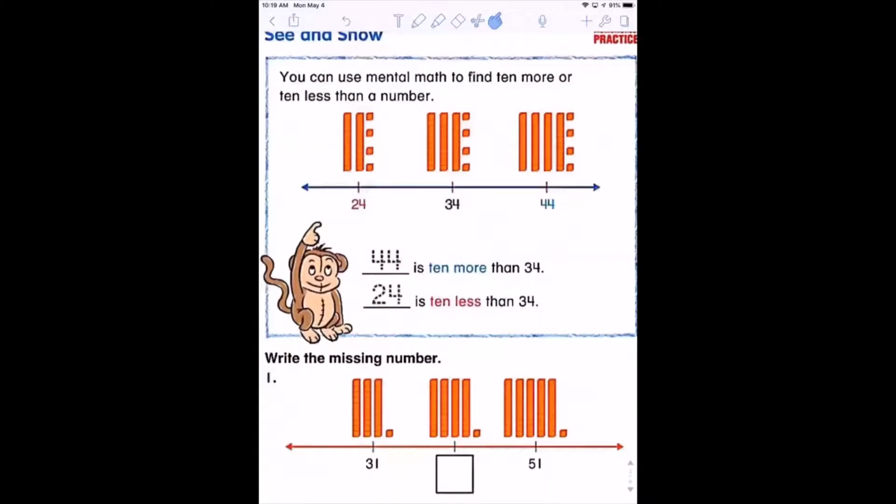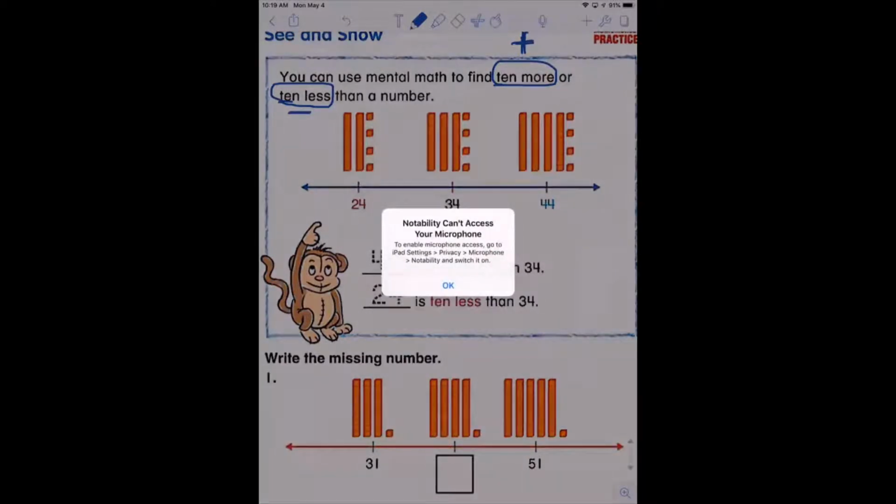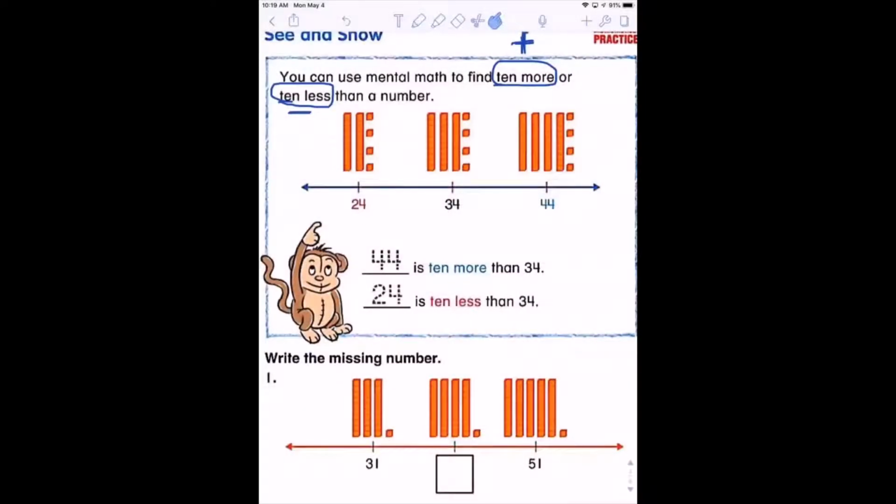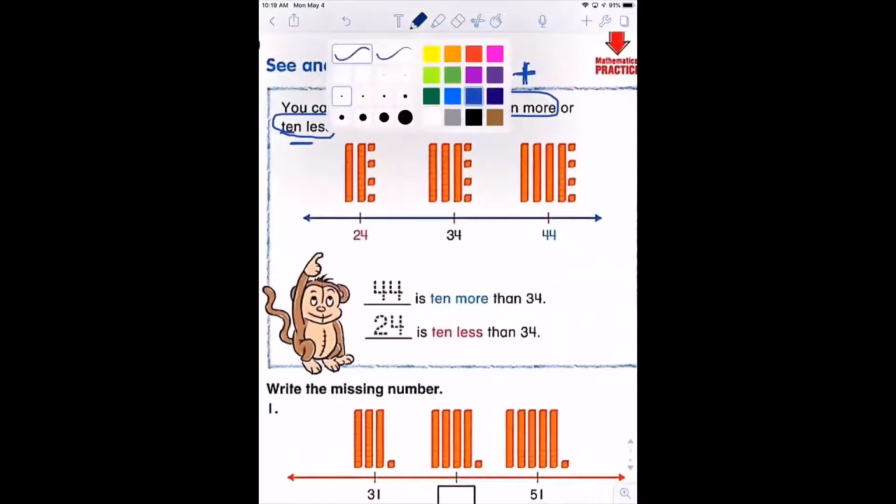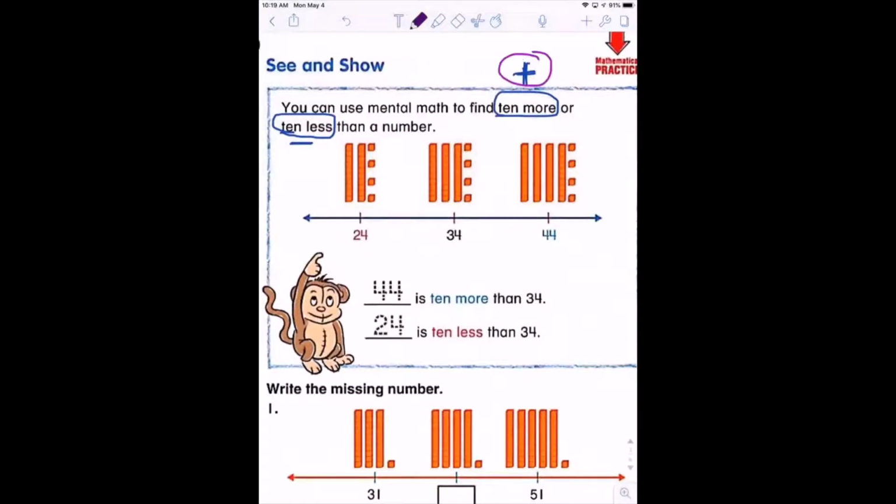Okay, so right here, you can use mental math to find 10 more, so that means adding, or 10 less than a number, okay? So this is subtraction. Okay, so that's addition, and that's subtraction. And what's our key word? Right here, it's 10 more, and the other one is 10 less, okay?